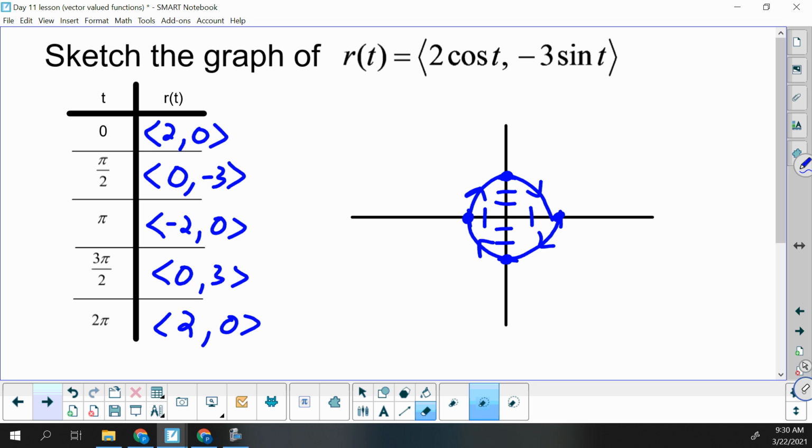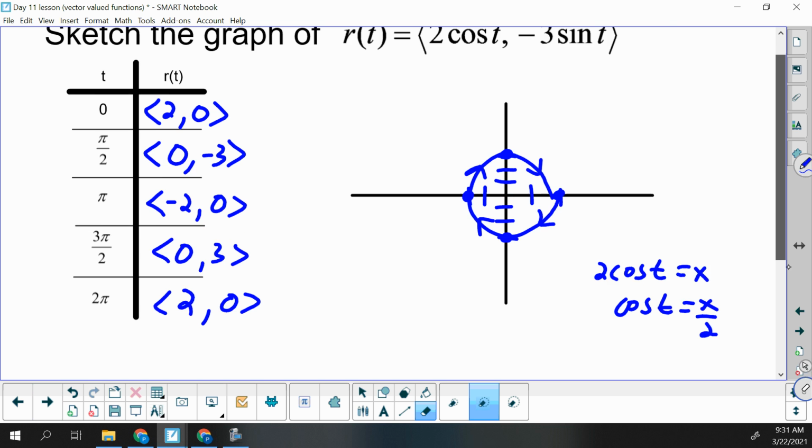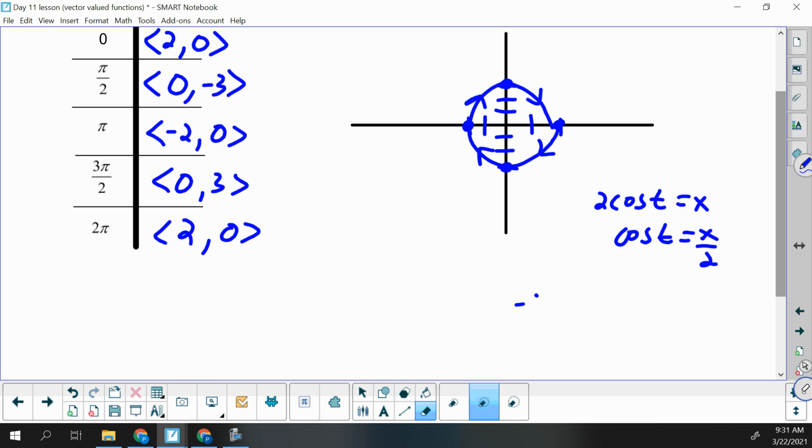Now I scaled mine kind of poorly, but this should be an ellipse, because in the horizontal direction we have a radius of 2, in the vertical direction we have a radius of 3. Now how you could see that it is an ellipse: if we took that 2 cos t and set it equal to x, that means cos t is x over 2. And if we took that negative 3 sine t and set it equal to y, that means sine t is negative y over 3.